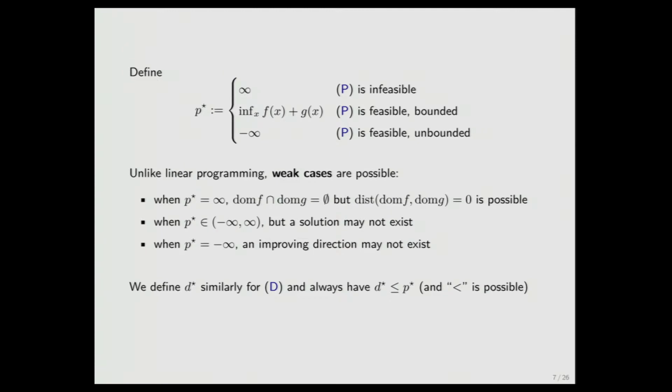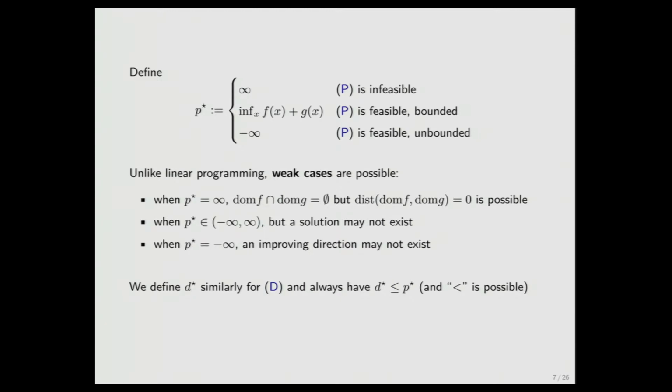Now, when you have a finite infimum value, the solution may not be attained. And when you have a lower unbounded problem, it is possible you do not get an improving direction. In other words, you may not find a direction you can move along infinitely which keeps reducing the value of the function. All right. So you can see that this P star has a whole range, and P star is always related to this similarly defined value for the dual.